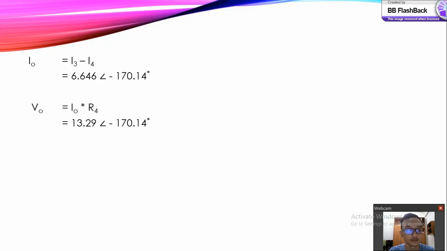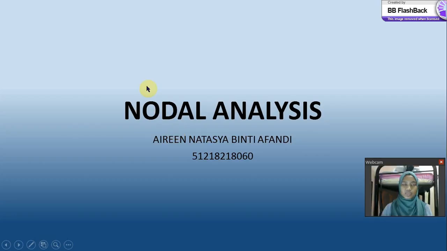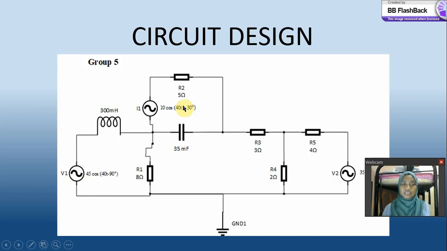After obtaining I3 and I4, we can easily find the value of current and voltage that we are looking for, and the answer that we obtain here is the same as the result of the simulation in Multisim. So this is the method that we are going to use, which is nodal analysis.